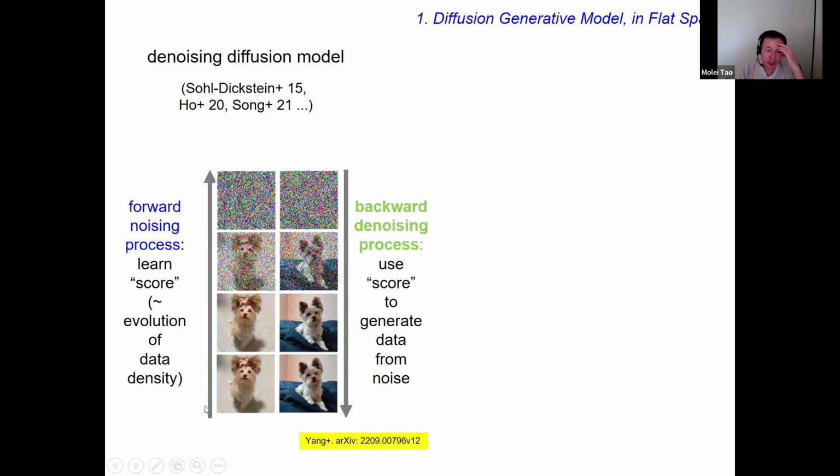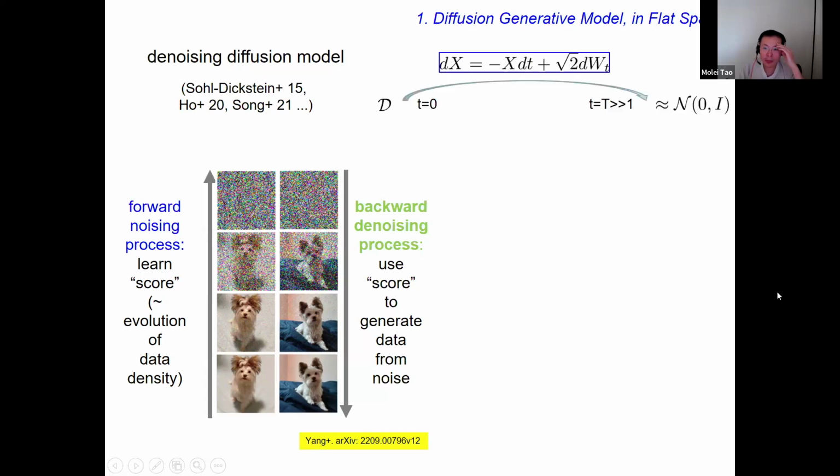The reason is because you're not really creating knowledge out of nothing. Along the forward process where you add noise, you actually add noise to an ensemble of data. So you learn something called the score function, which characterizes the evolution of the entire data density. And then you use this score function as a cheat code, a cheat sheet, to actually do this inversion.